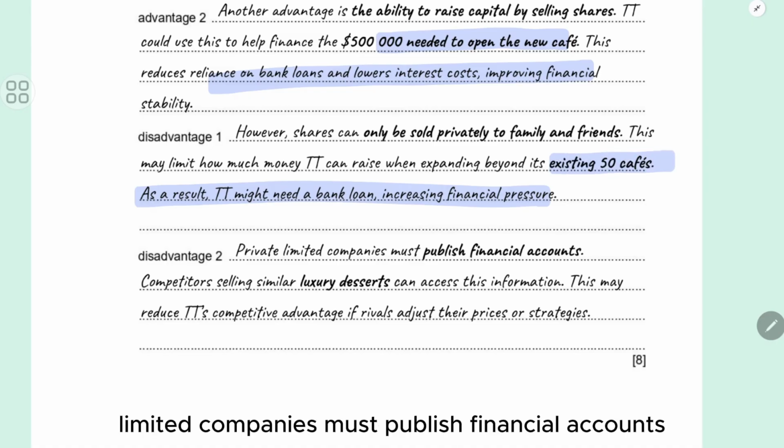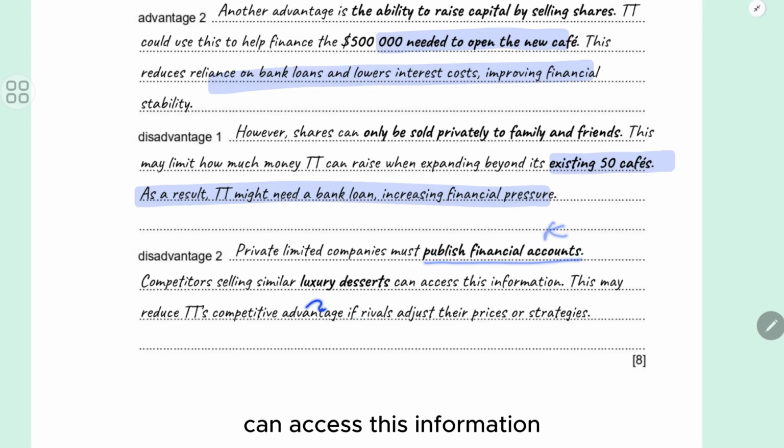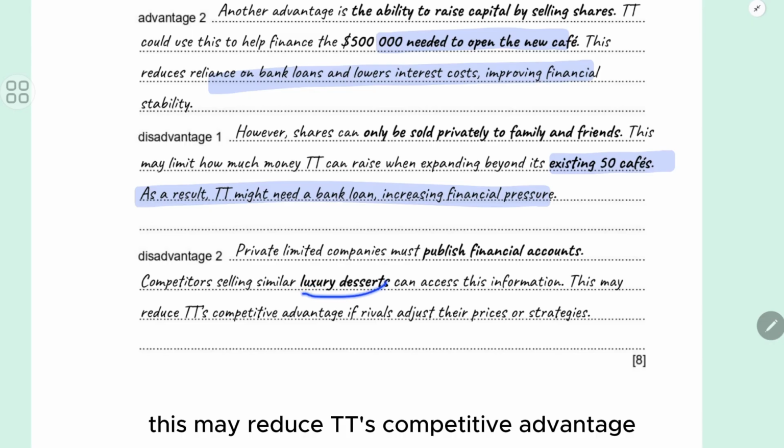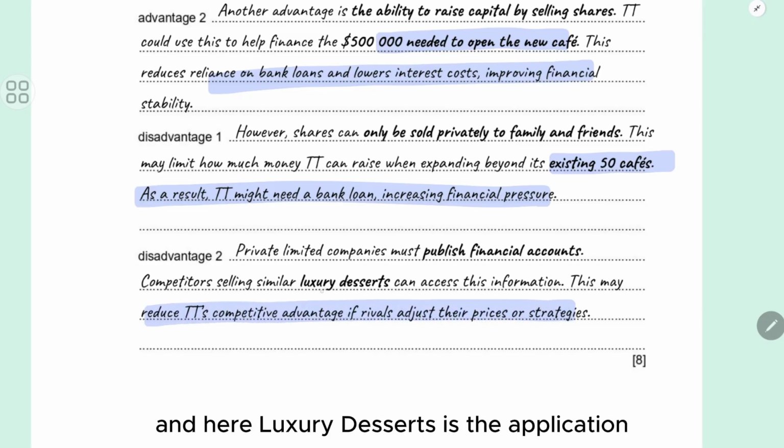Private limited companies must publish financial accounts. Competitors selling similar luxury desserts can access this information. This may reduce TT's competitive advantage if rivals adjust their prices or strategies. And this part is the analysis, and here luxury desserts is the application.